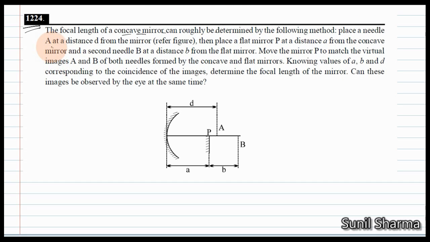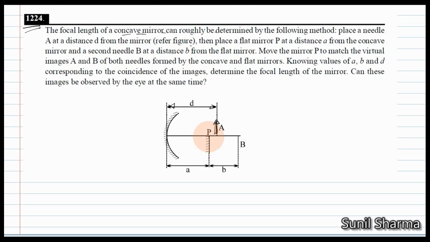Place a needle A at a distance D from the mirror. Refer to the figure. In the figure, it is given that a needle A is placed at a distance D from the concave mirror. Now a flat mirror P is placed at a distance A from the concave mirror, and a second needle B at a distance B from the flat mirror.